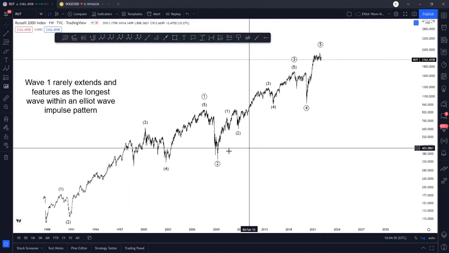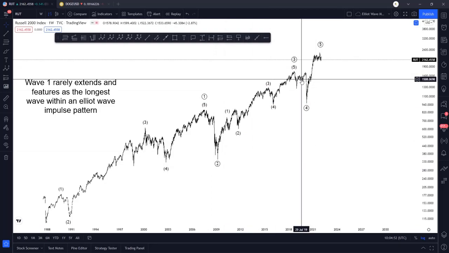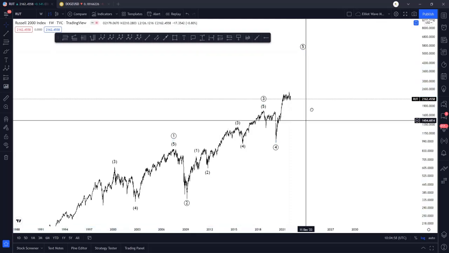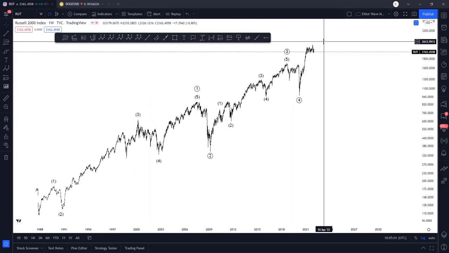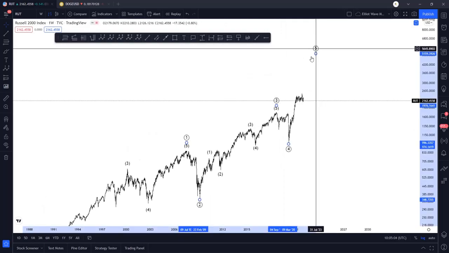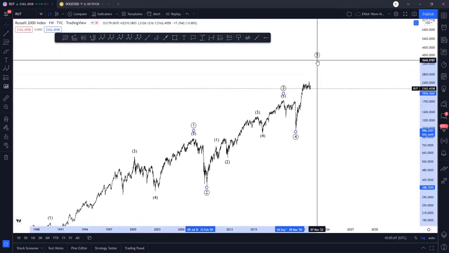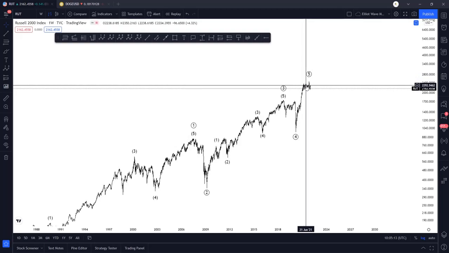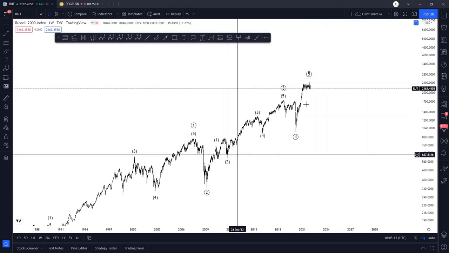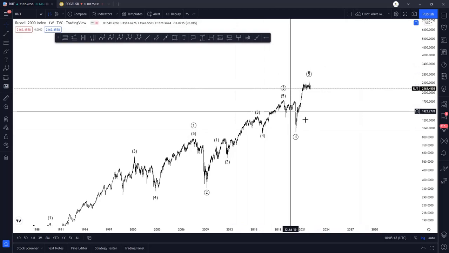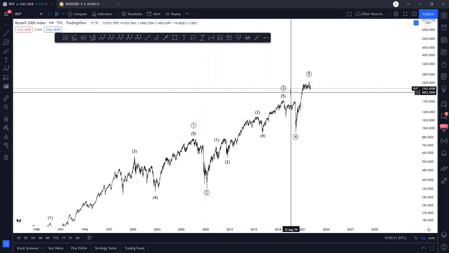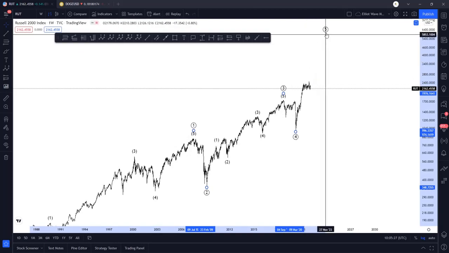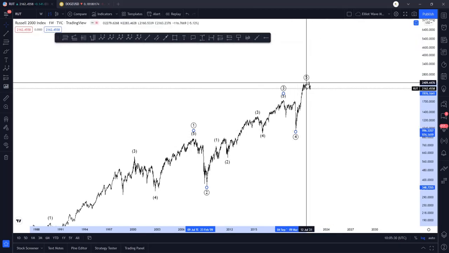We know wave 3 cannot be the shortest wave within an impulse. Yes, this market may continue to extend higher. We know wave 5 cannot be longer than wave 3, right? So we can just prematurely mark this as wave 5. Yes, the market may continue to go higher, but I believe it's very unlikely that we will see this market go significantly higher from here. So it's my belief that the Russell 2000 has topped, but regardless of whether it has topped or not, we know this is either the start of wave 5 or the beginning of an extension wave on the Russell 2000.